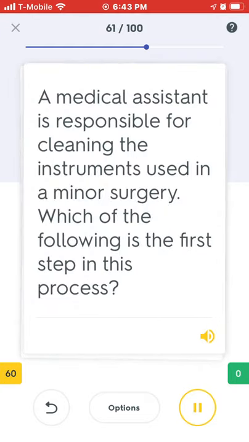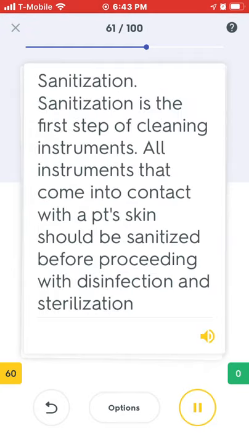A medical assistant is responsible for cleaning the instruments used in a minor surgery. Which of the following is the first step in this process? Sanitization. Sanitization is the first step of cleaning instruments. All instruments that come into contact with the skin should be sanitized before proceeding with disinfection and sterilization.